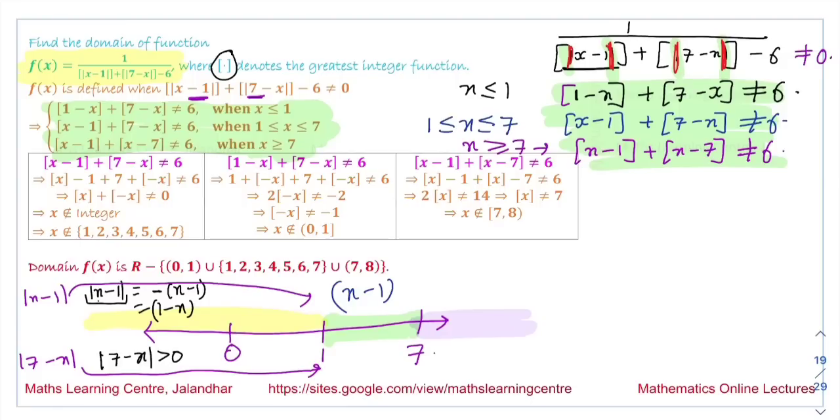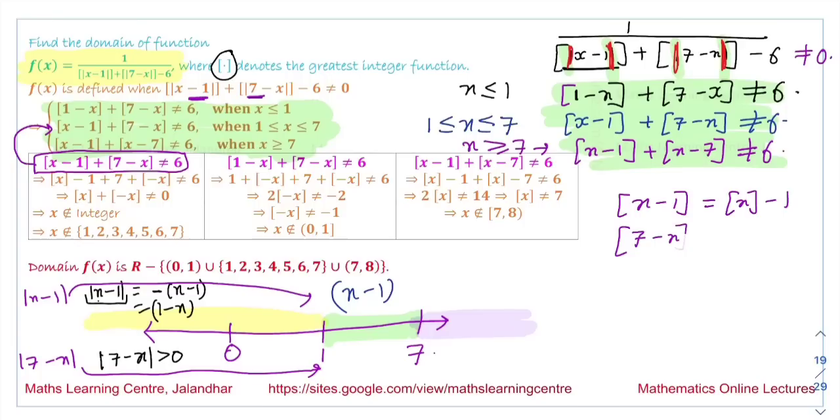So now from the first part, this is the first equation we are talking about. We are saying greatest integer of x minus 1 plus greatest integer of 7 minus x. This is not the first part, this is the second equation we are talking about. So when we are writing the greatest integer of x minus 1, that is equal to the greatest integer of x minus 1, and the greatest integer of 7 minus x is equal to 7 plus the greatest integer of minus x.